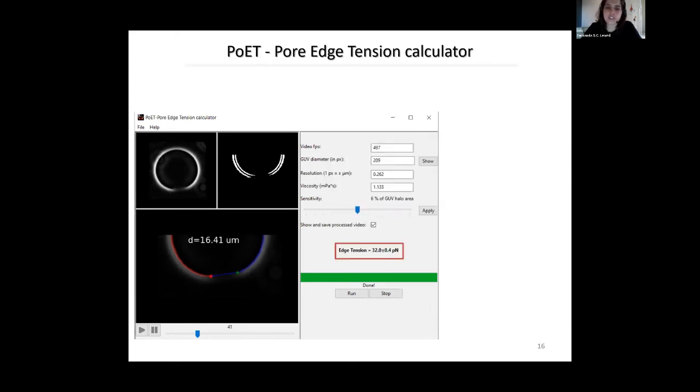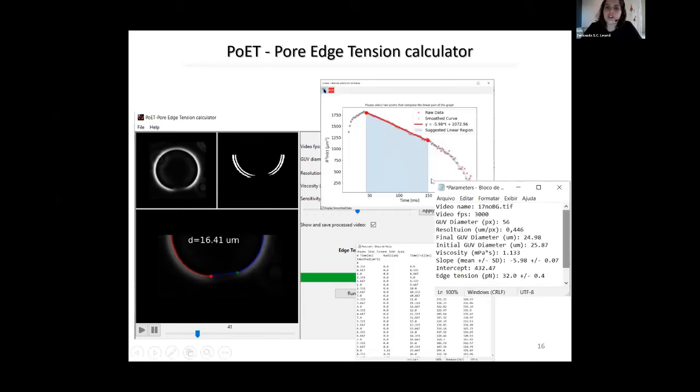At the end of the analysis, the pore edge tension is directly shown in the main interface, and also the graph as well as all the parameters that were used for the analysis and the radii measured throughout the video are saved directly on the user's computer.